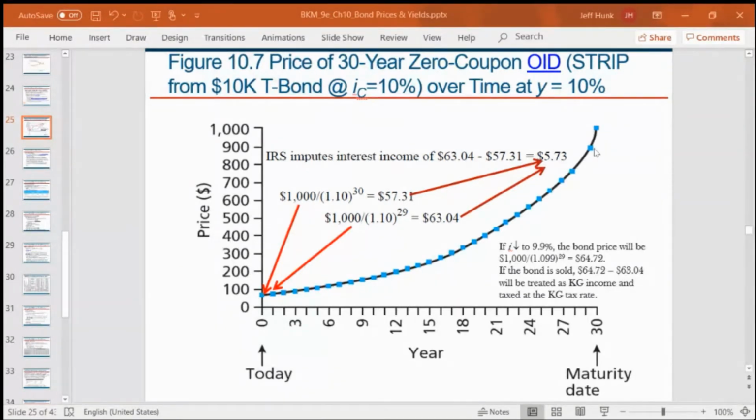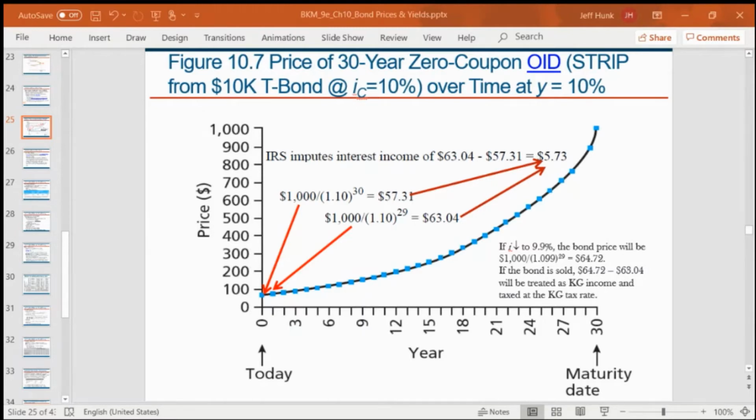But the one that you're going to receive 1 year from now, this zero coupon bond that matures 1 year from now, it will be traded exactly at $900 today. Makes sense? Because 1,000 over 1.1 raised to 1. But the 30-year one, so think about it.